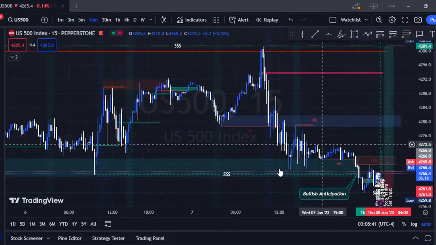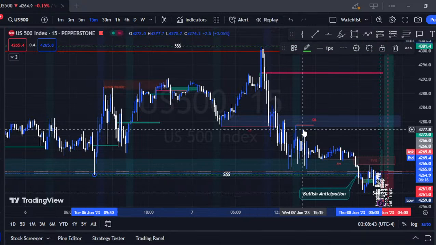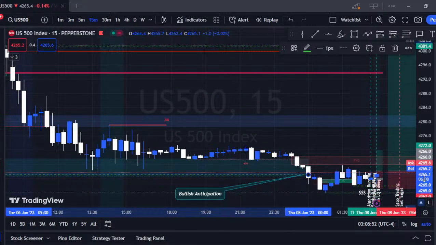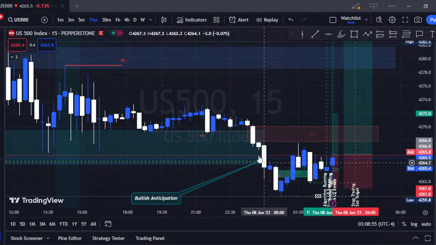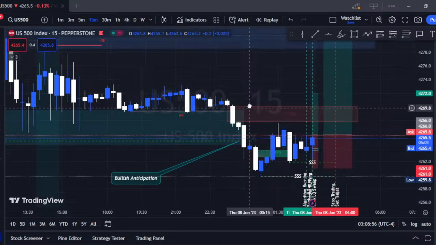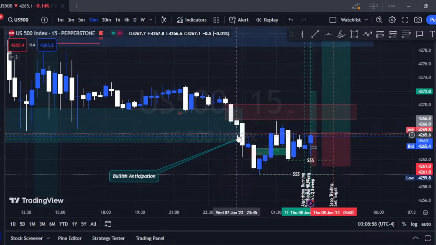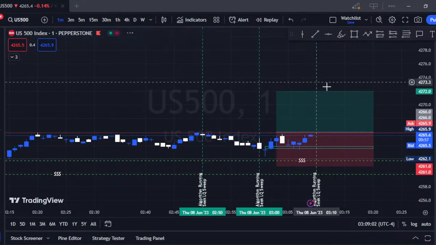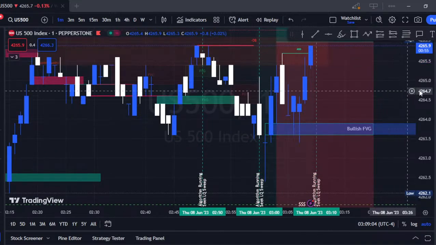Look at this level on the 46.5, I think it is already sweep, but I'm not sure. It's not sweep, it's close below. I don't know. But for me this is kind of a sweep, and then go back a little. That's why I'm looking for a buy setup.